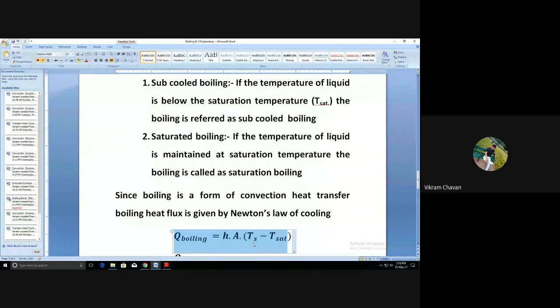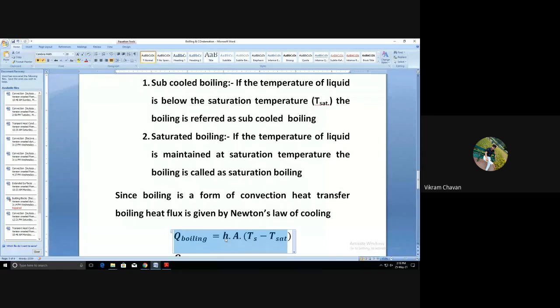Let us say that you want to determine the heat transfer rate by boiling. If you submerge the heater in the liquid, and you have maintained the heater temperature at 120 degrees Celsius, and boiling of that liquid will start at 100 degrees Celsius, then 120 minus 100 will be multiplied by the surface area multiplied by h. That will be your boiling heat transfer rate.